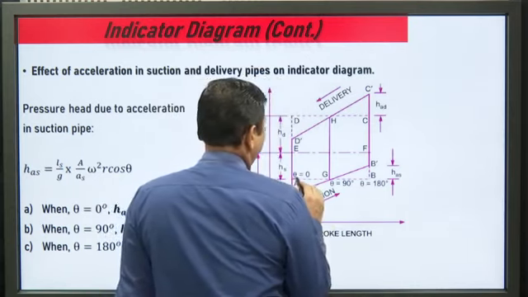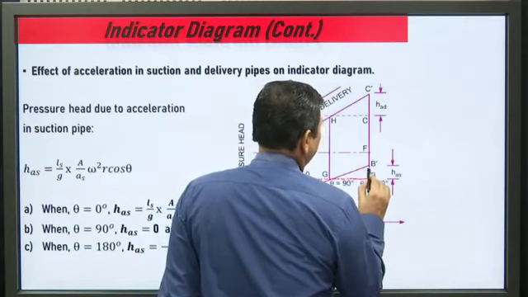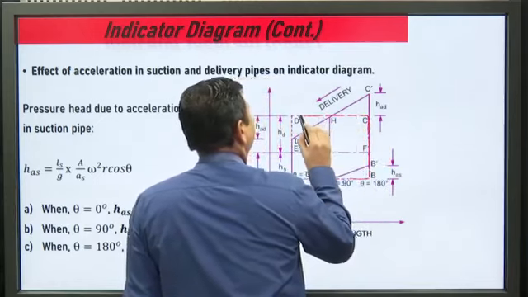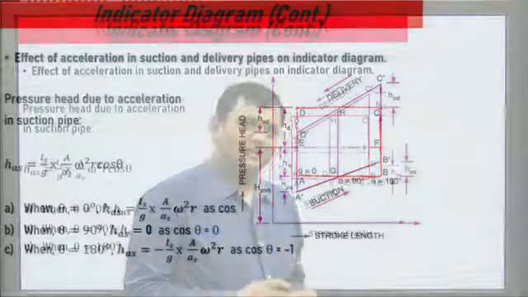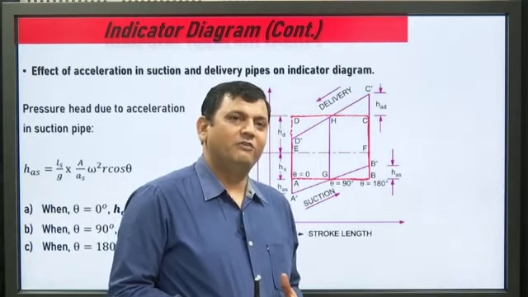This line is the ideal, and I am drawing the points A, B, C, D. This diagram is the ideal indicator diagram. Now, I want to see what the effect is.